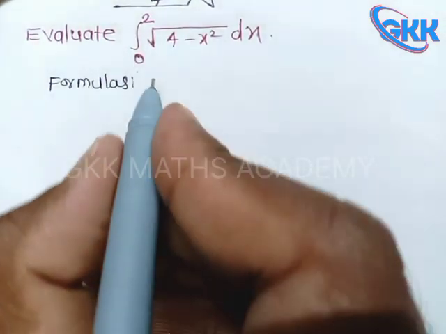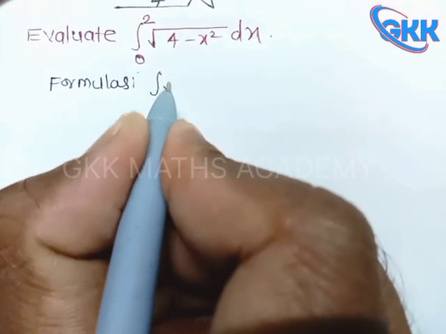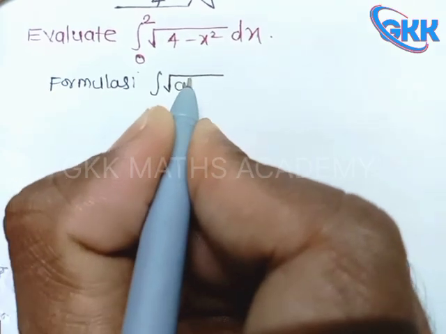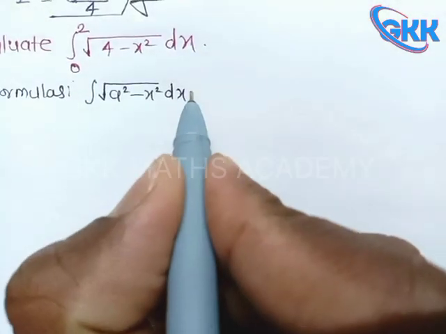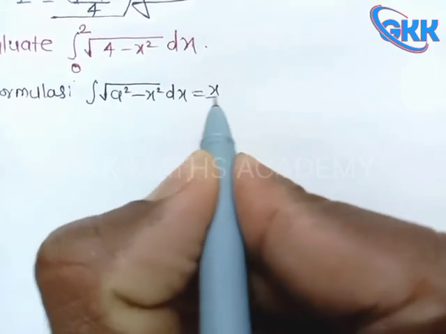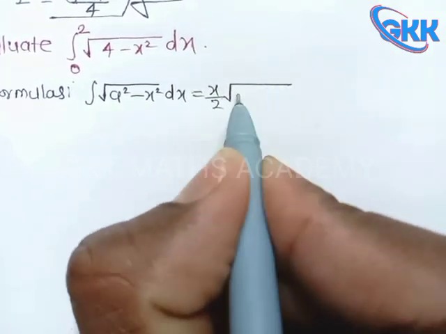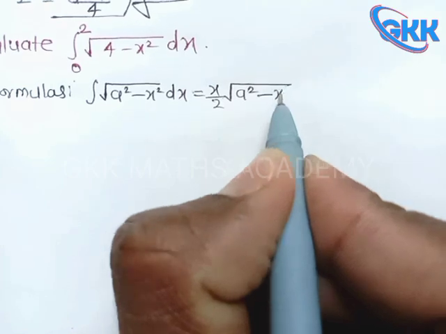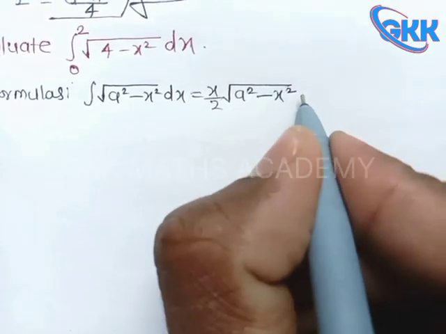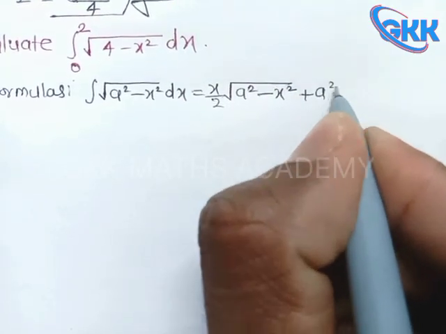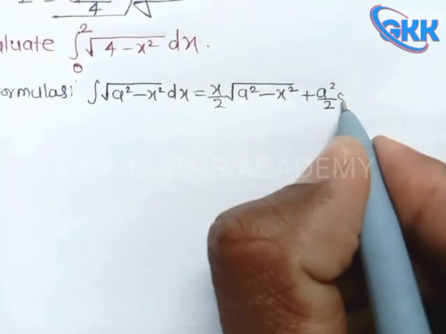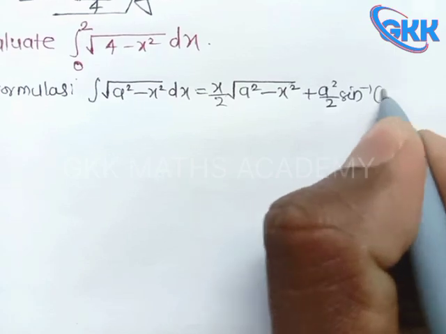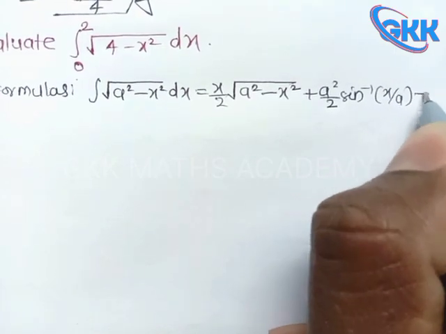Previously we used the formula. What is that formula? Integral of square root over a square minus x square dx. What is the formula? x upon 2 square root over a square minus x square, plus a square upon 2 sine inverse x upon a, plus c.